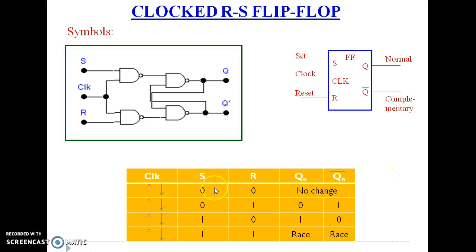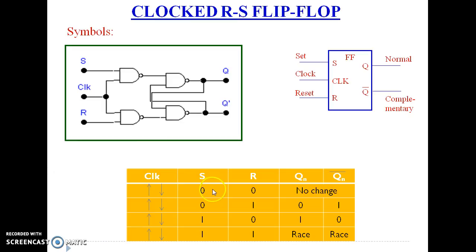Now this is a truth table. It can be a positive edge triggered or a negative edge triggered flip-flop. A positive edge trigger means the output of the flip-flop changes only at the positive edge of the clock. Positive edge of the clock means whenever the value of the clock pulse goes from low to high. Negative edge means when the value of the clock signal goes from high to low.